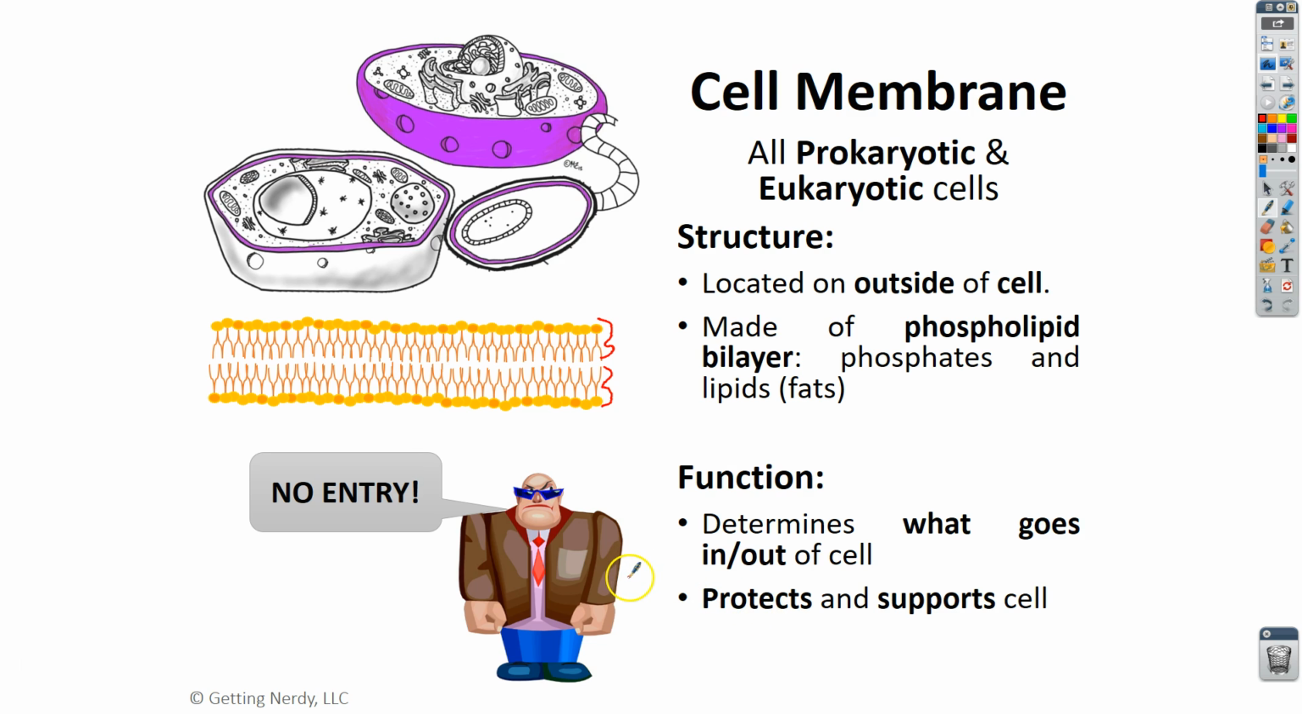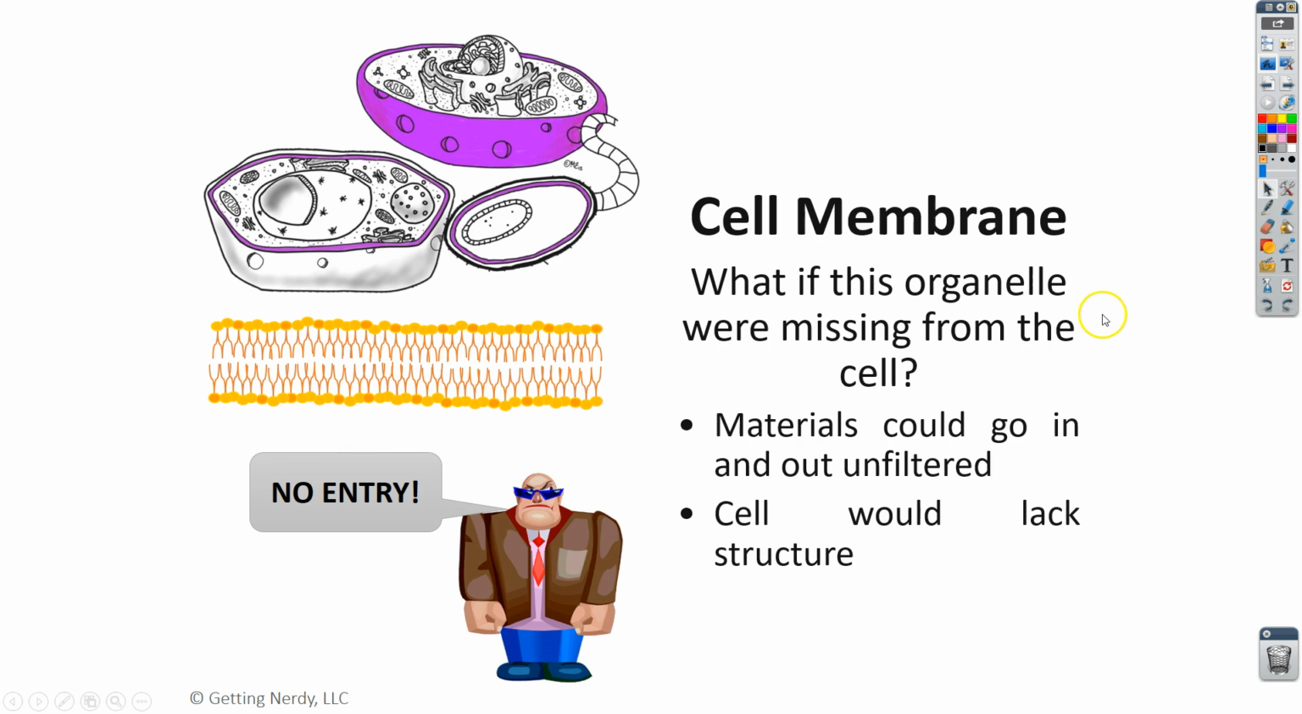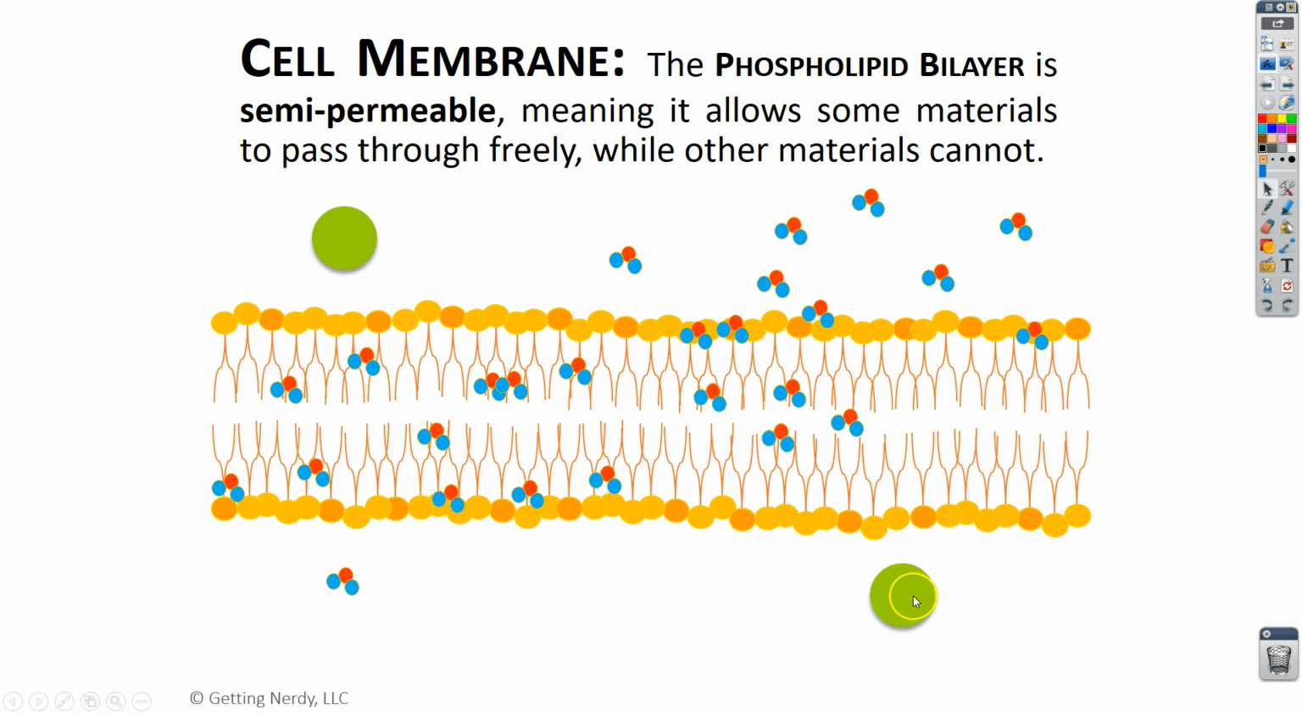You need to, in that fourth column, draw something that would help you remember the organelle's job. So this is a bouncer, and a bouncer is a person who lets celebrities or sometimes everyday people into a restaurant, and so they get to pick who goes in and who goes out. So that's why the bouncer is a really good picture for the cell membrane. So that one's already drawn for you. Just a little bit more about the cell membrane here. If it was missing from the cell, materials could go in and out unfiltered, and the cell would really lack a lot of structure. So that's why that cell membrane is so very important.